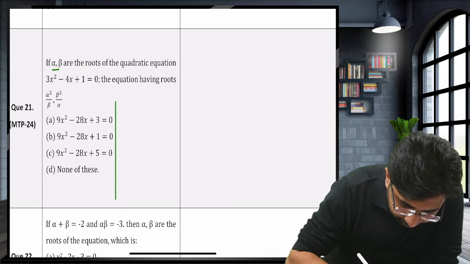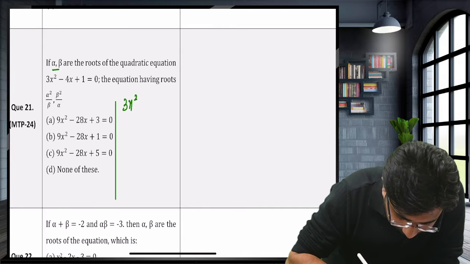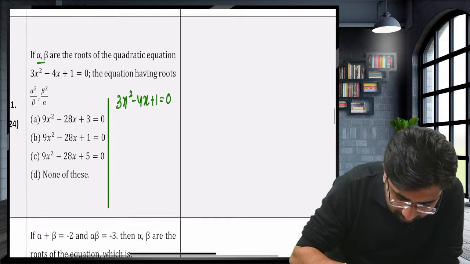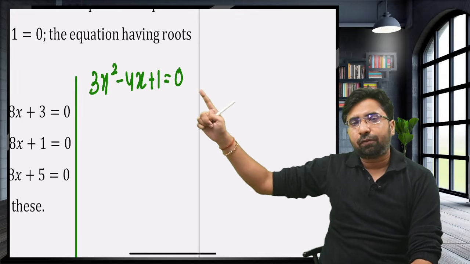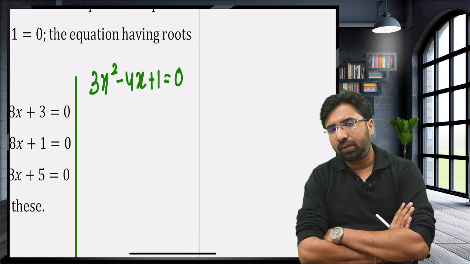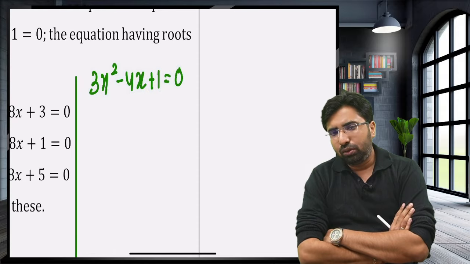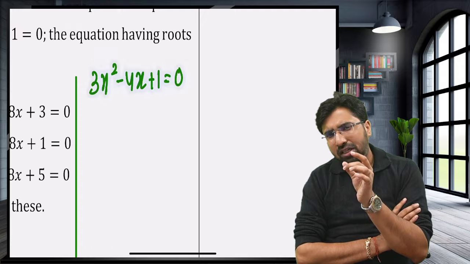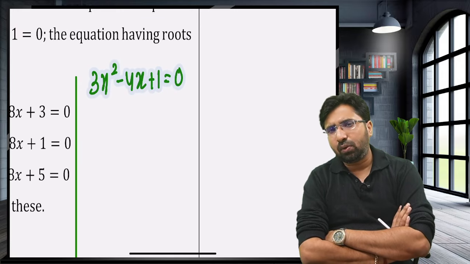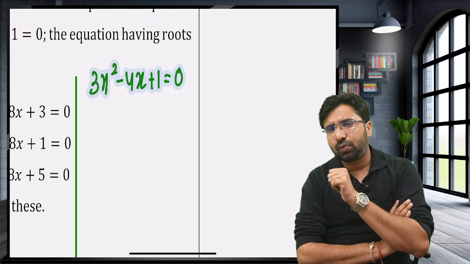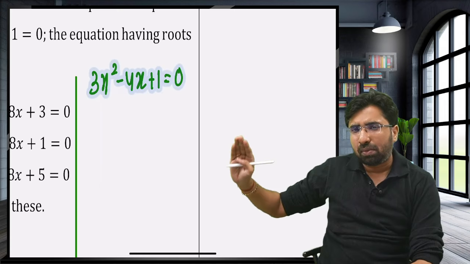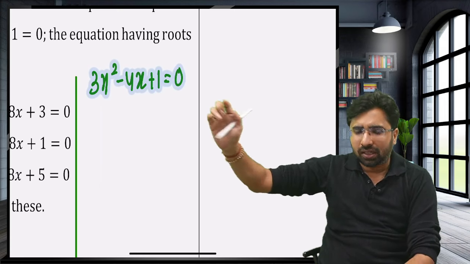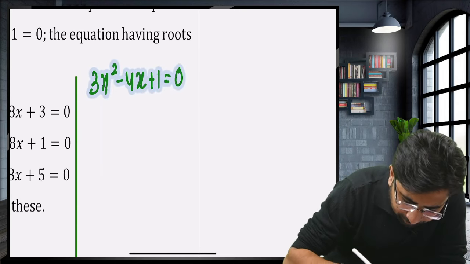Let's solve 3x square minus 4x plus 1 is equal to 0. Let's take the LCM of A into C. What is A? 3. What is C? 1. A into C is 3. Take factors of 3 in such a way that plus minus will give you B, amongst the 3 and 1. Minus 3 minus 1 will give you minus 4, and minus 3 into minus 1 will give you again 3. Yes, this can be factorized.